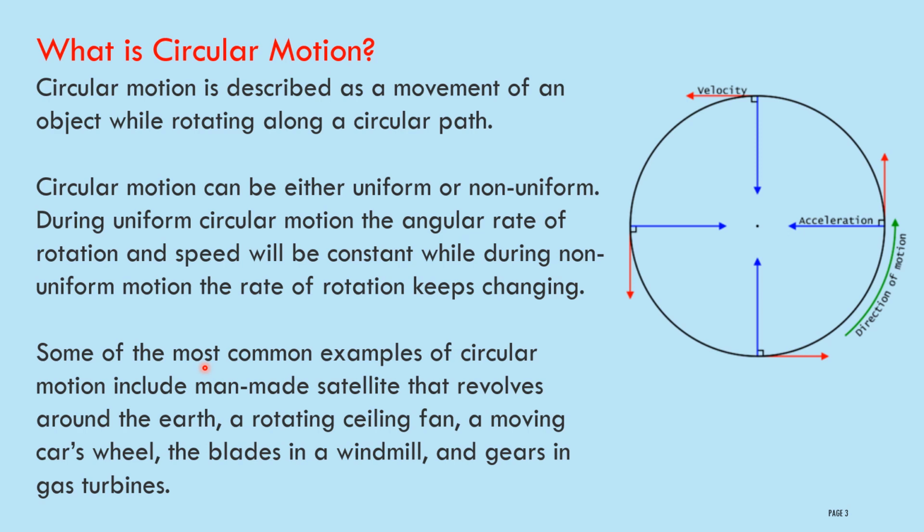Some of the most common examples of circular motion include a man-made satellite that revolves around the earth, a rotating ceiling fan, a moving car wheel, the blades in a windmill, and gears in gas turbines. These are a few examples of circular motion.